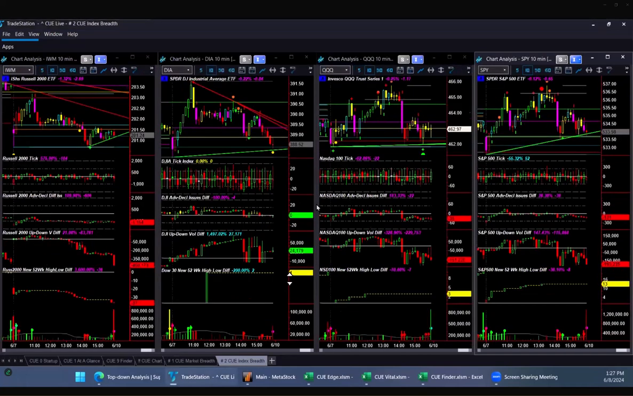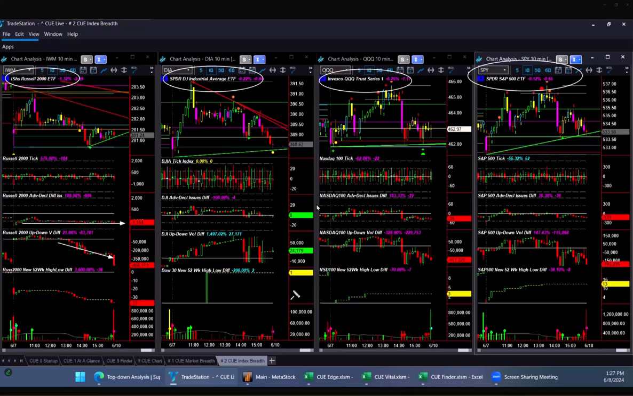I can also see the same insight for the four different pockets: small cap, Russell 2000, Dow Jones Industrials, NASDAQ 100, S&P 500. And this is equally important if I'm trading futures. Which one was the weakest on Friday? I'll not spend too much time. IWM was the weakest. Which one was the strongest? DIA.